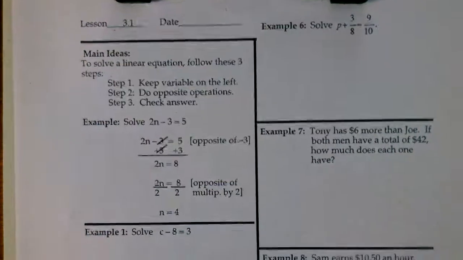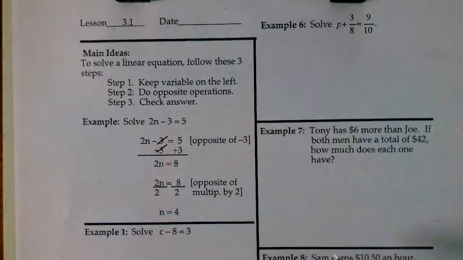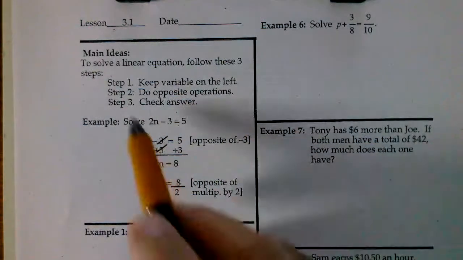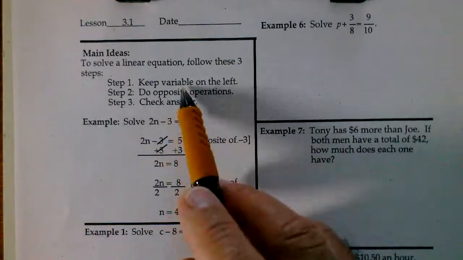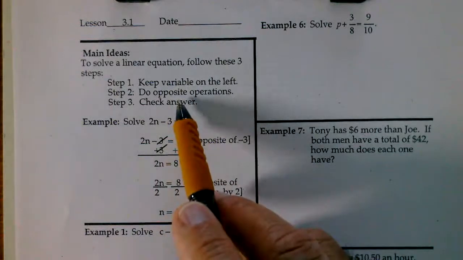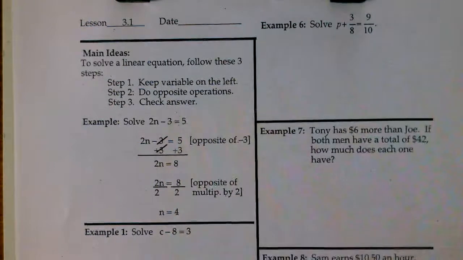Here's an example already worked out. To solve any equation, all you need are 3 steps. Keep the variable, the unknown, on the left. Do opposite operations. Check the answer.